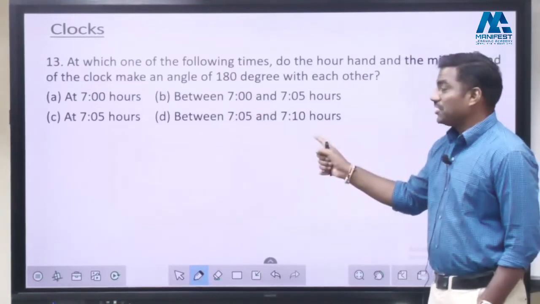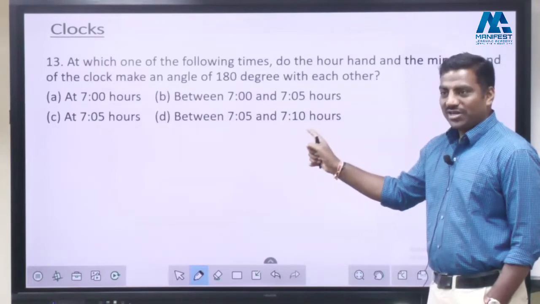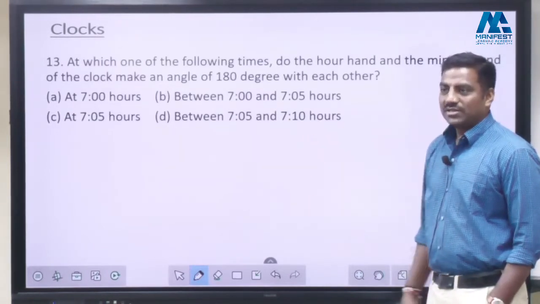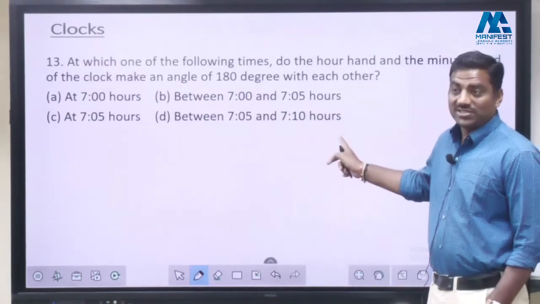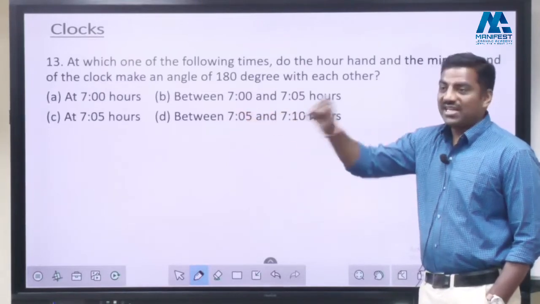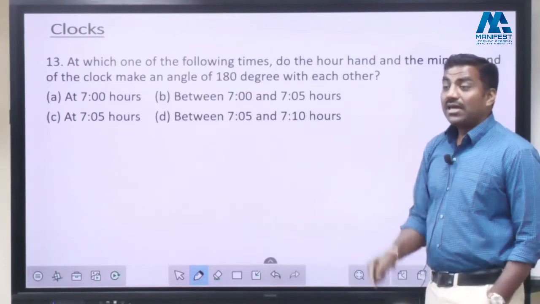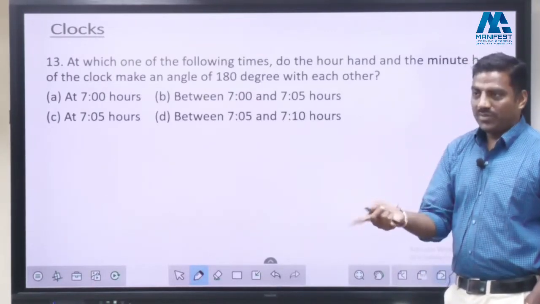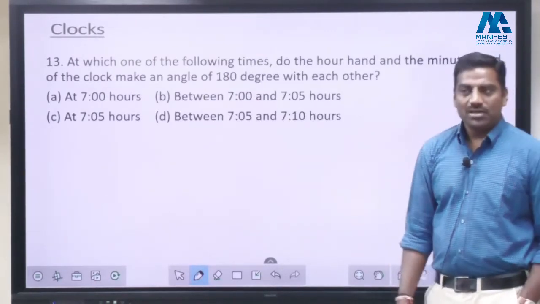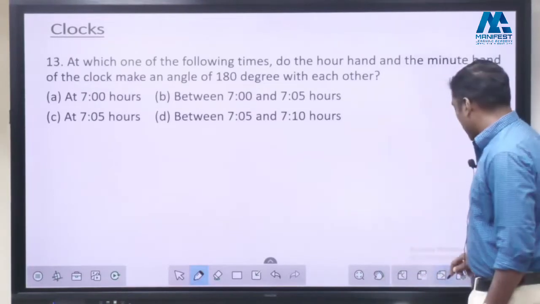But the next option is what? Approximation, right? Between 7:05 and 7:10. So this has to be the answer. Don't sit with that. "At" is always exact. Okay? "At" is always exact. If they say "around", then approximation can be done. Done? Yeah.